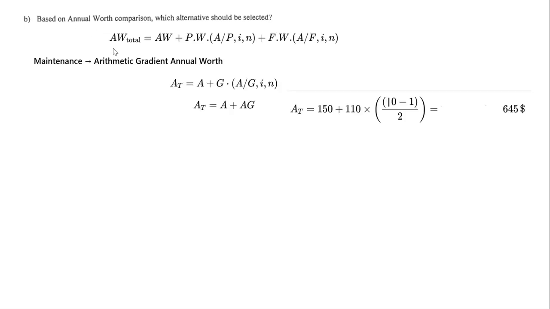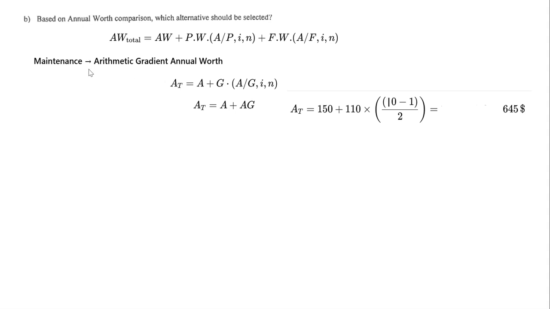In part B, based on annual worth comparison, which alternative should be selected? Comparing these two, which one should be selected based on annual worth? So we have to calculate the annual value. The total annual worth for each of them is the annual worth plus the present worth, which we change to annual worth, and the future worth, which we also change to annual worth.